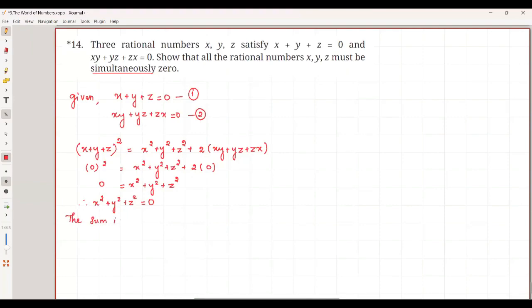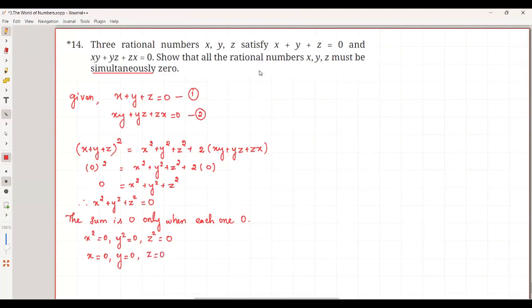Okay, the sum is 0 only when each term is 0. That means x square should be equal to 0, y square should be equal to 0, and z square should be equal to 0. If x square is 0, it means x is equal to 0, y is equal to 0, and z is equal to 0.